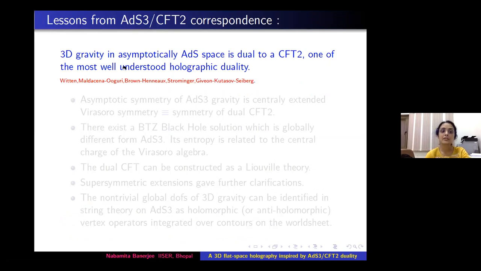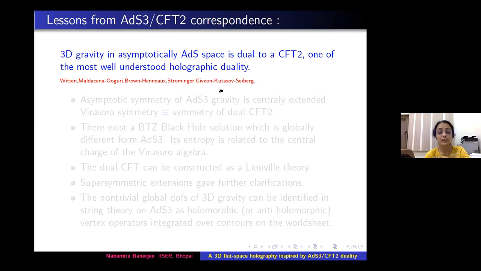Okay, so 3D gravity in asymptotically AdS space is dual to a CFT2, and this is one of the most well understood holographic dualities. We know that there are excellent works by Witten, Maldacena, Ooguri, Brown-Henneaux, Strominger, and then Dijkgraaf, Kutasov, Seiberg, and many other people. Okay, of course, recent works by Rajesh and all. I have just written down the references, which are like the prime references.